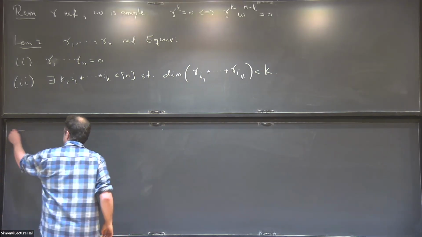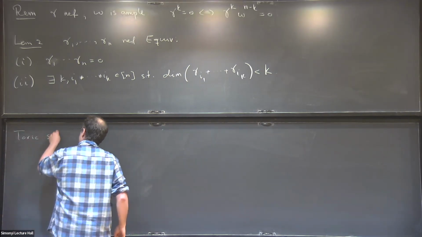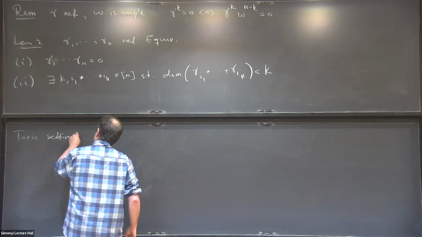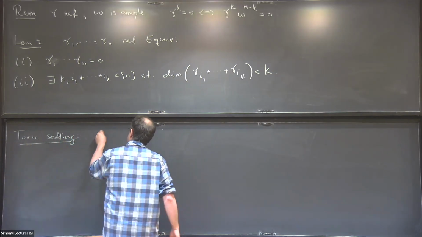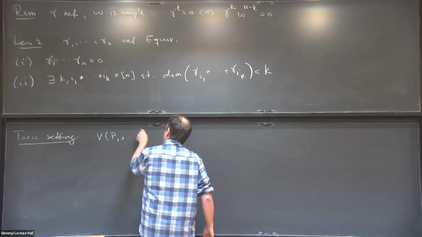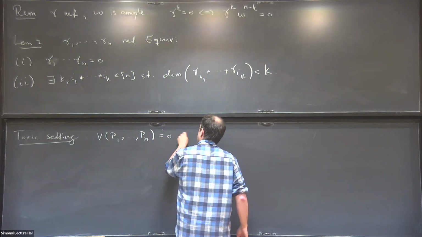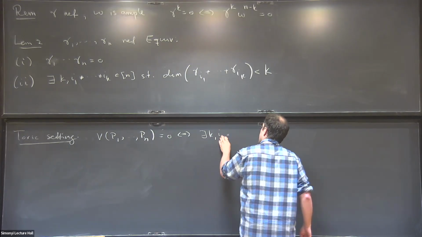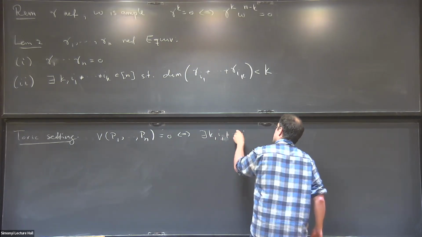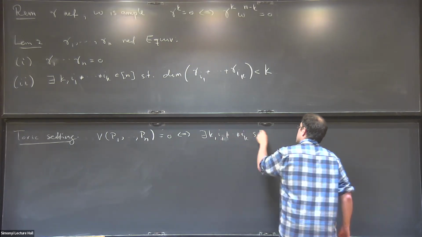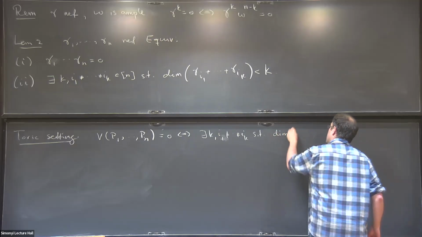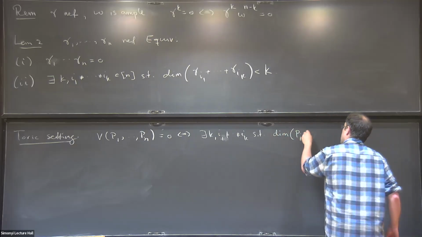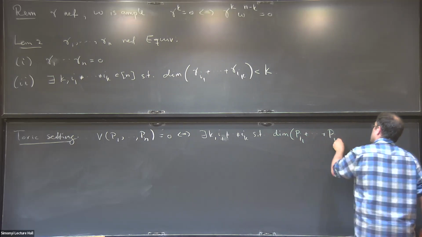So in the toric setting, this is just saying that the mixed volume of n polytopes is 0 if and only if there exists a k and distinct indices such that the dimension of the sum of these polytopes is less than k.